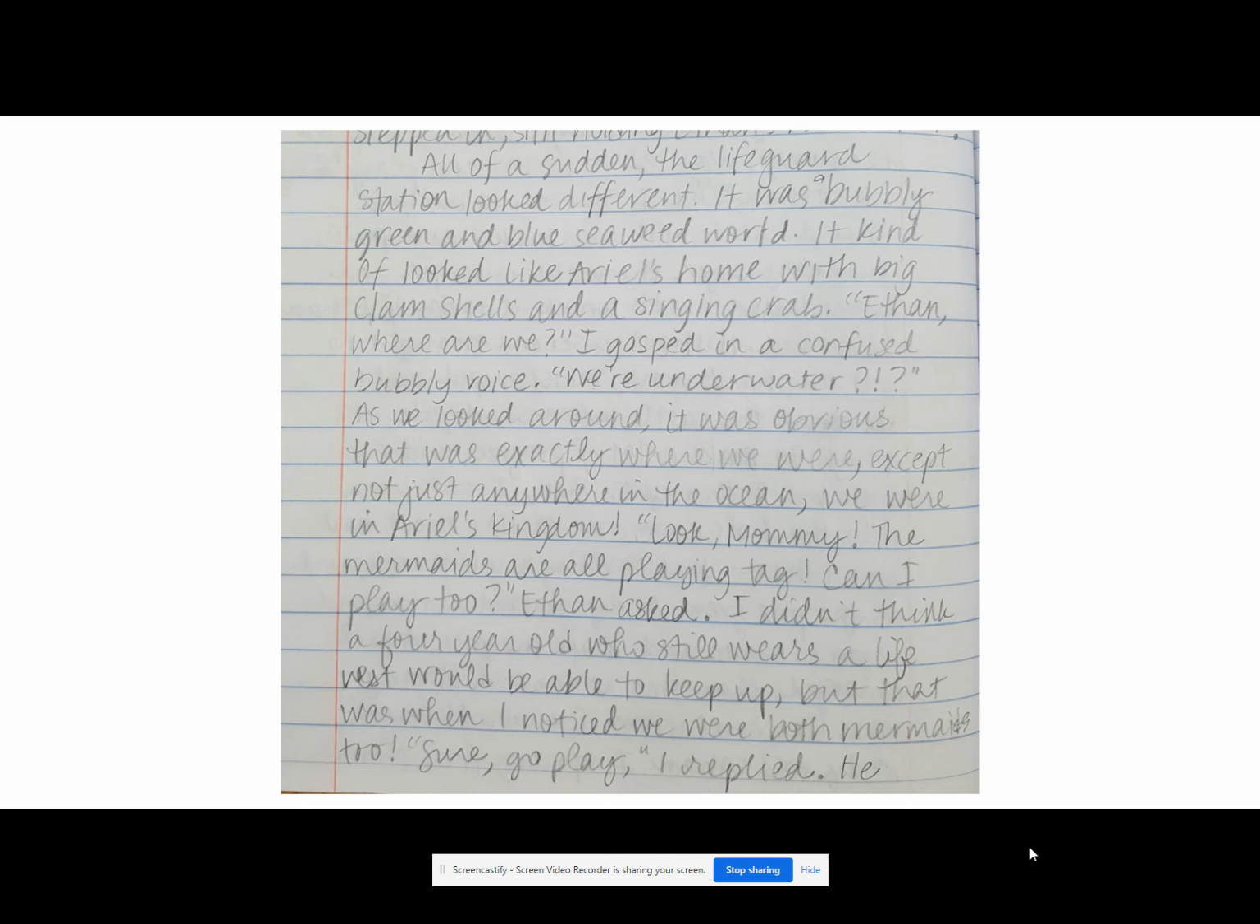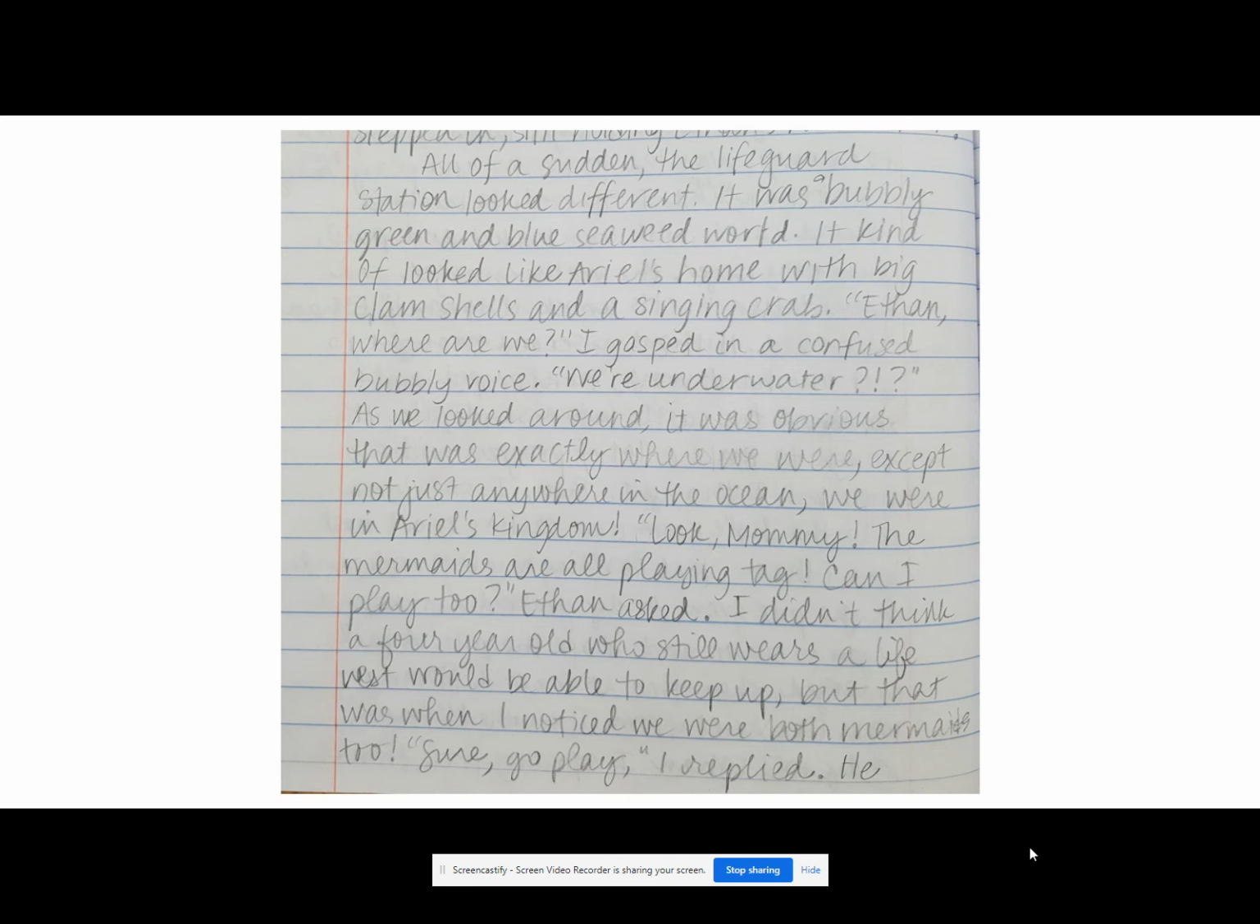Look, Mommy, the mermaids are all playing tag. Can I play too? Ethan asked. I didn't think a 4-year-old who still wears a life vest would be able to keep up, but that was when I noticed we were both mermaids too. Sure, go play, I replied. And then that's all I'm going to show you of this one right now.